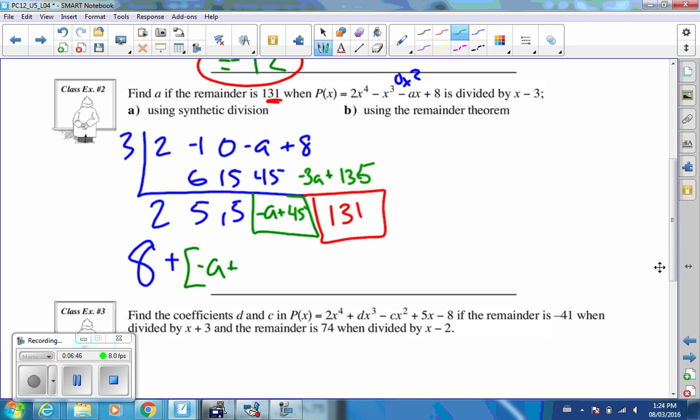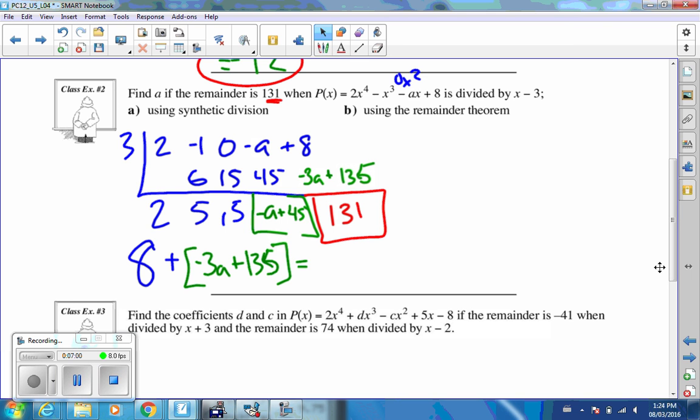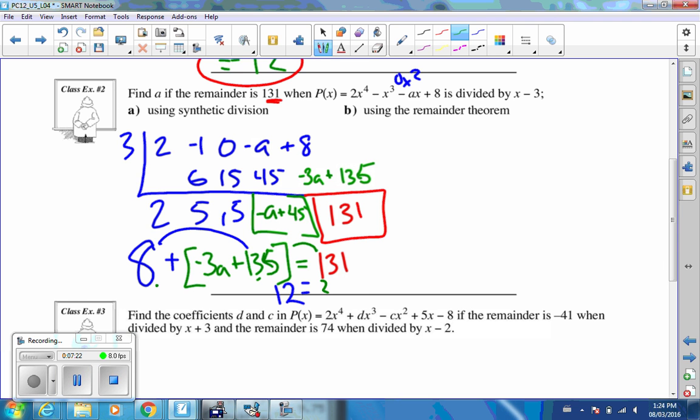And now I get this equation, which is 8 plus -3a plus 135 equals 131, and then I just have to solve. 8 plus the 135 would be 143, minus 131 is going to be 12. Bring the 3a to the other side. So I brought this over and put these two things together. This is going to be 3a. A equals 4. Bam. Now, that's how to do it with the synthetic division.